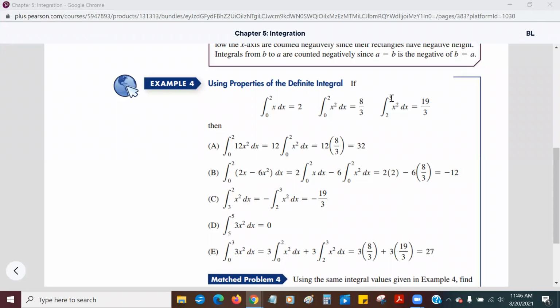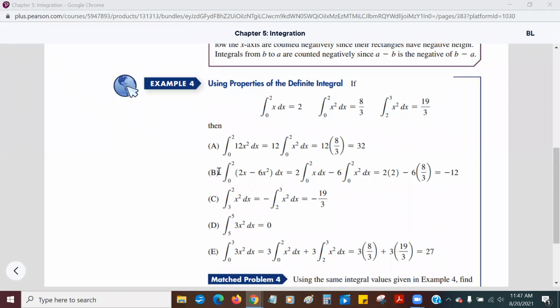So given these 3 facts here, we're going to use them to determine some other integrals. Now we're going to look at the integral from 0 to 2 of 12x squared dx. That is equal to 12 times the integral from 0 to 2 of x squared dx. That's one of the properties that we just learned on the previous video, just 2 minutes ago. Now, this integral here is equal to 8/3 because we have that right up here. So it's 12 times 8/3, which comes out to be 32.